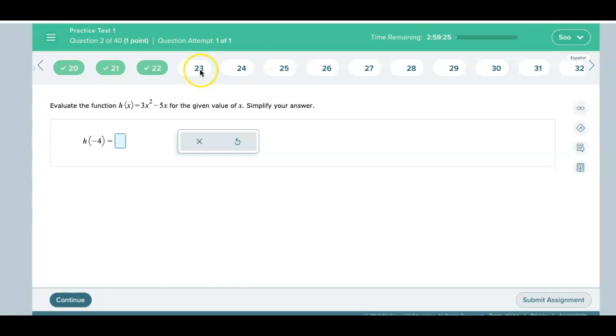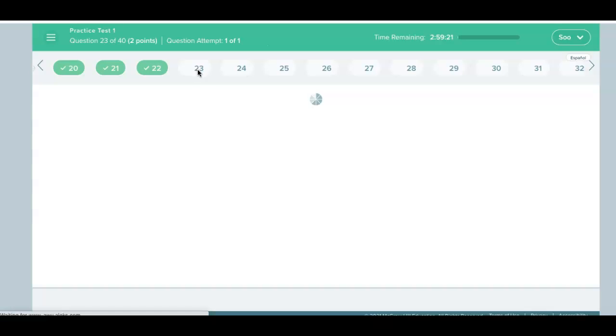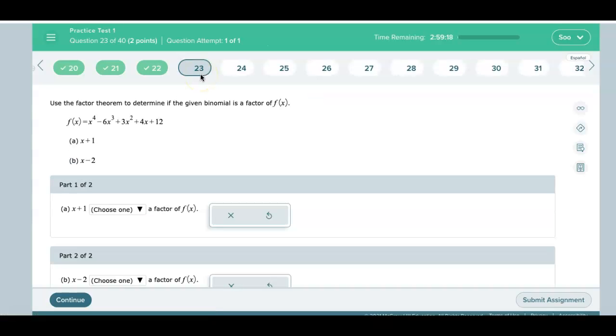This is for number 23 in Math 161 Practice Test 1. So 23 is asking, use the factor theorem to determine if the given binomial is a factor of f of x. We have x plus 1 is the first one that we are going to check.